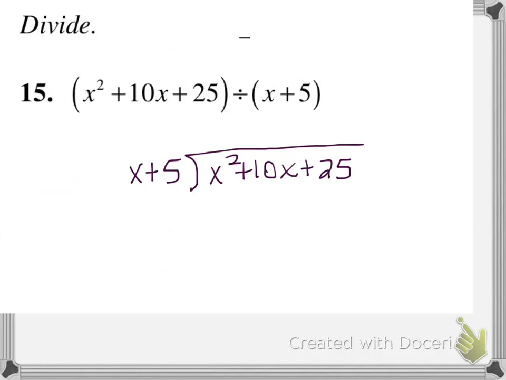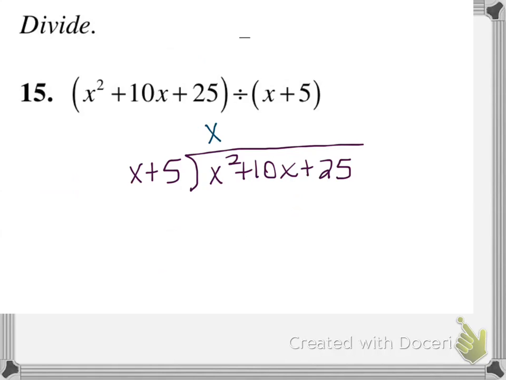So the way that you start this off is we have x plus 5 as the divisor, and x squared is the first term of our dividend. So think to yourself, what times x gives me x squared? And the answer to that would be x.